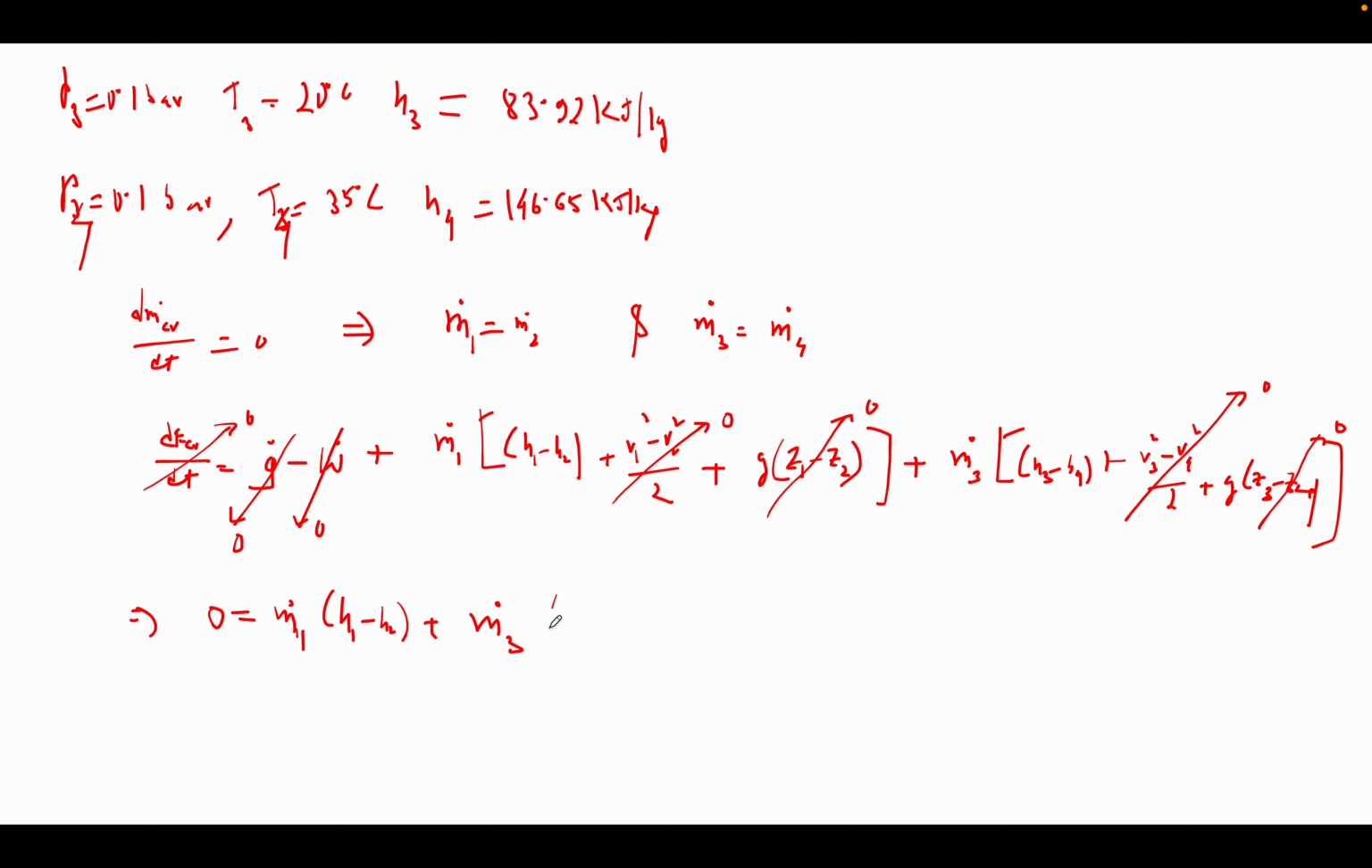From here we are required to find the ratio of the mass flow rate of the cooling water to the mass flow rate of the condensing steam. That means we require m3 dot by m1 dot. So can we write this one? Taking this to the other side, it will be m3 dot by m1 dot equals h1 minus h2 divided by h4 minus h3, if I am correct.